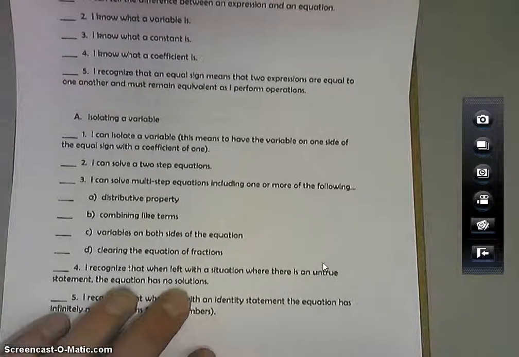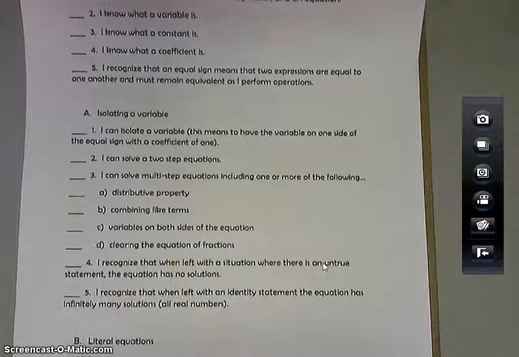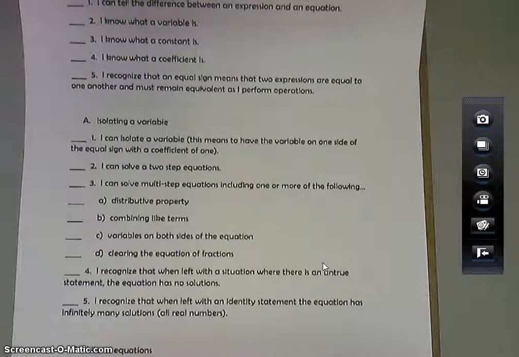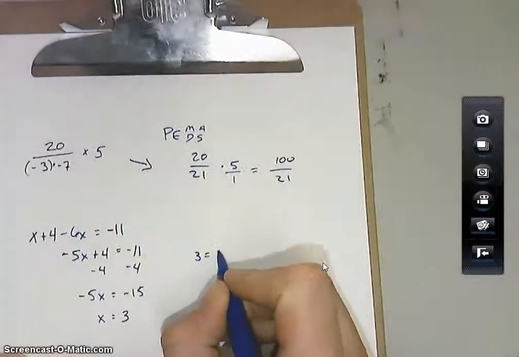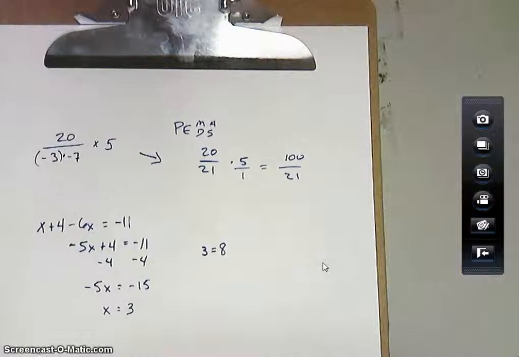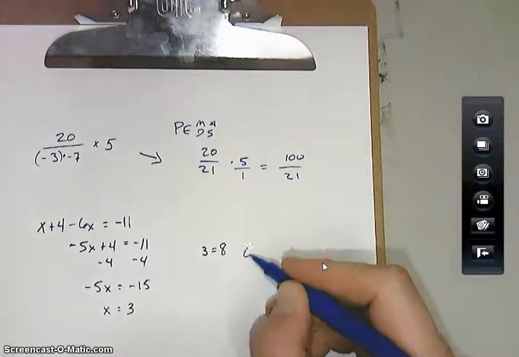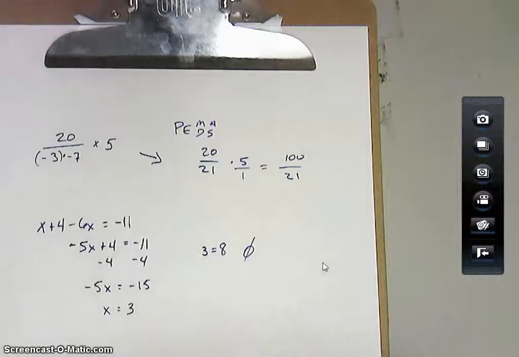And above that, we have I recognize that when left with a situation where there is an untrue statement, the equation has no solutions. So if we're left with something like 3 equals 8, obviously that's not true, and so the solution set for that would be no solutions.